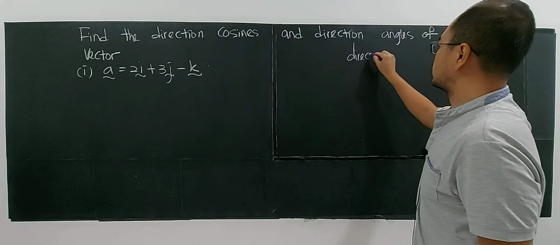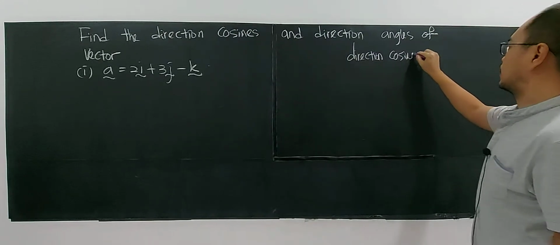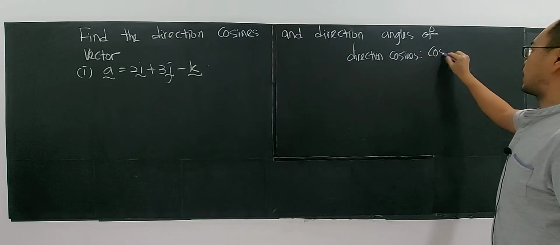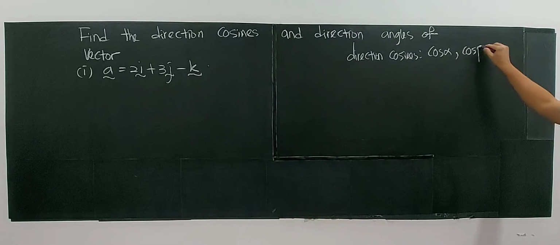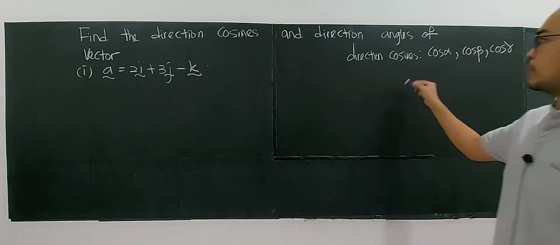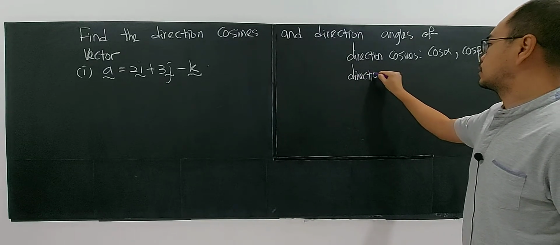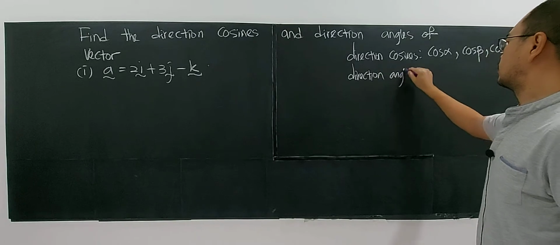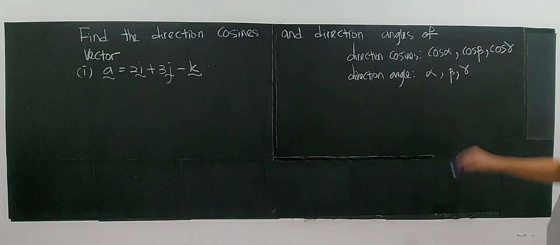The standard way of denoting direction cosine is cos alpha, cos beta, and cos gamma. I'm going to revise here. When they talk about direction angles, these will be the angles alpha, beta, and gamma.